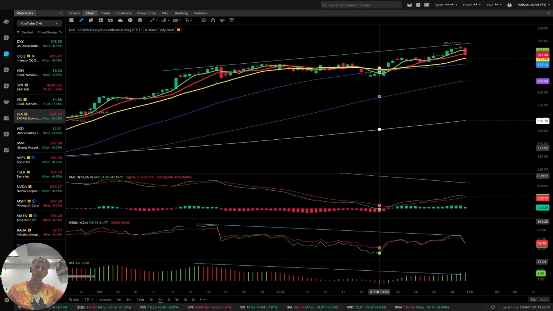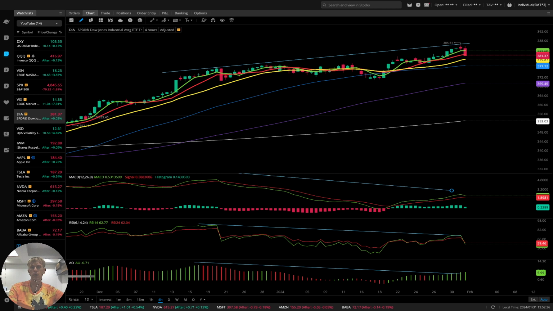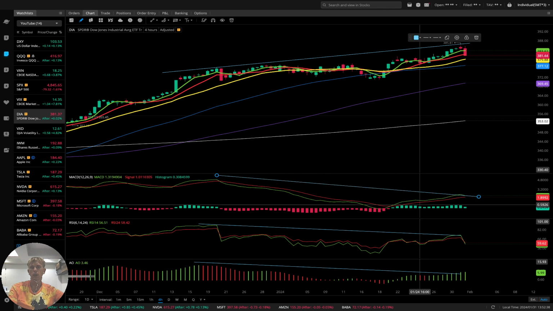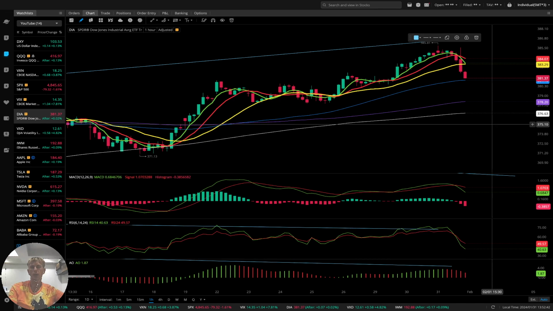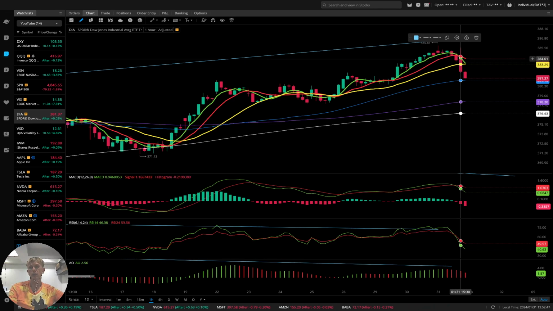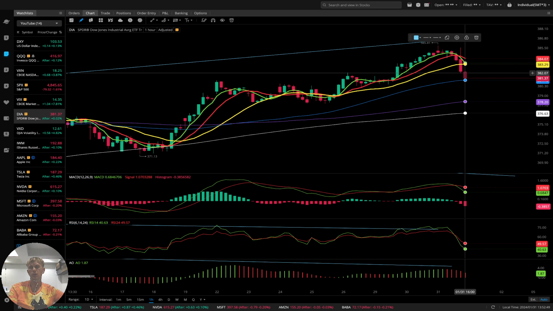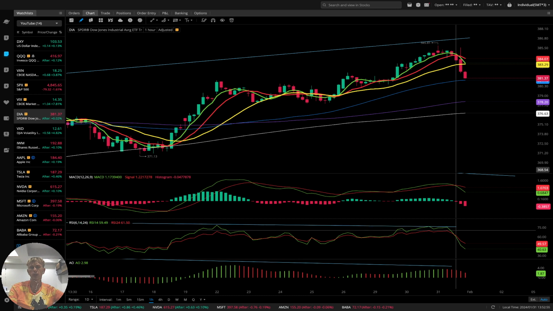4 hours time frame, bearish reversal trend on all indicators. Bearish reversal trend, right? 1 hour time frame, MA5 did a bearish crossover over 10 and 20. Bars moved below 20. Bearish trend on all indicators.